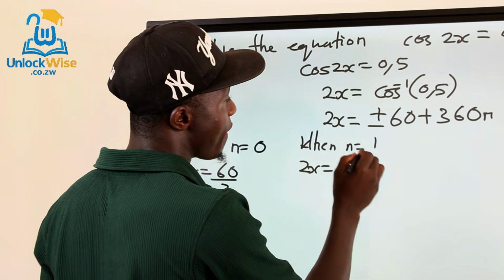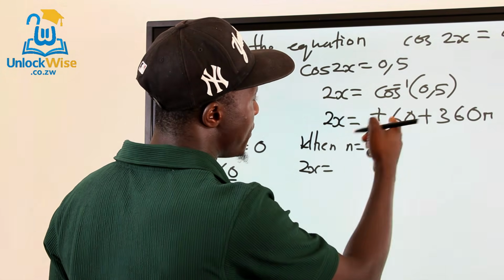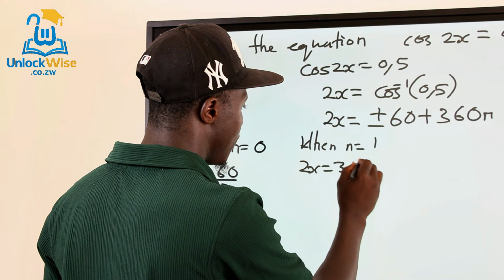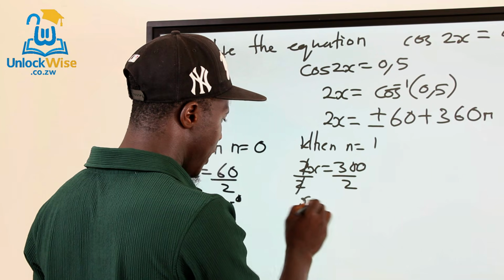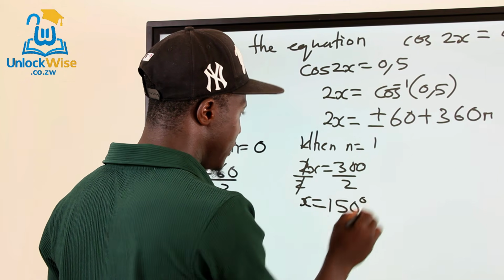2x is equal to 360 minus 60, we get 300. Then we divide by 2, then our x will be 150 degrees.